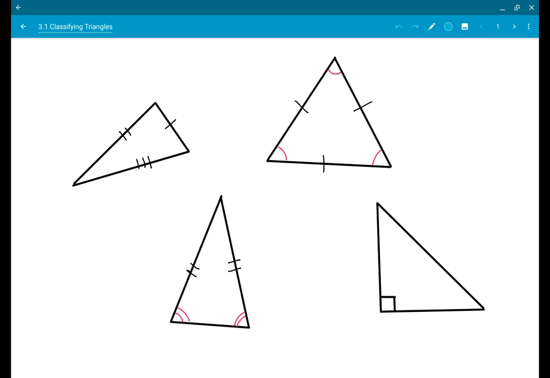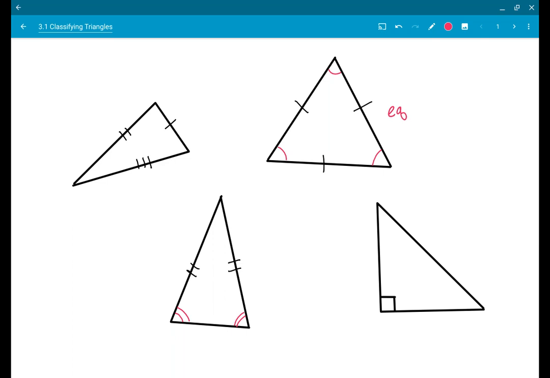Welcome to Unit 3. Today's focus is going to be all about triangles. So, looking at the screen, how many of these triangles would you be able to name? Each of the triangles represents a different type of triangle. All right. Hopefully you have your answers in mind.